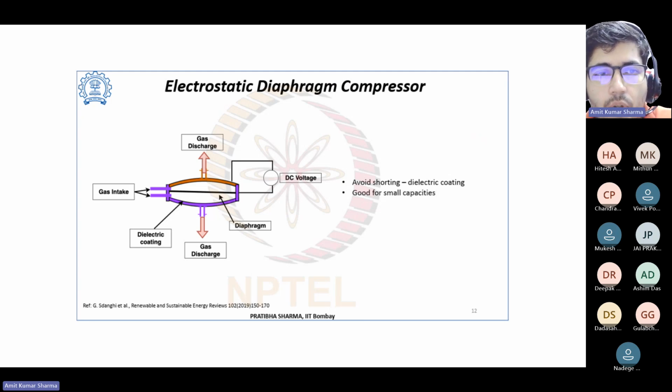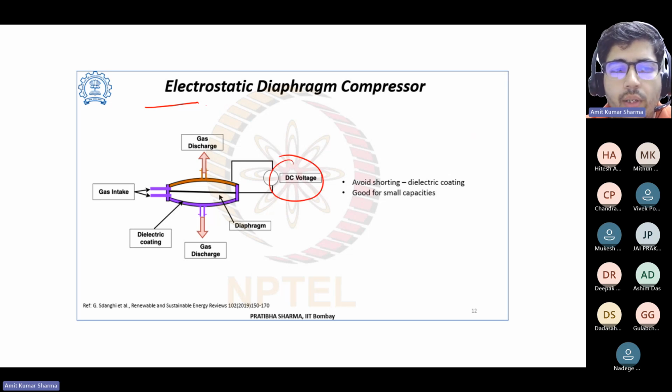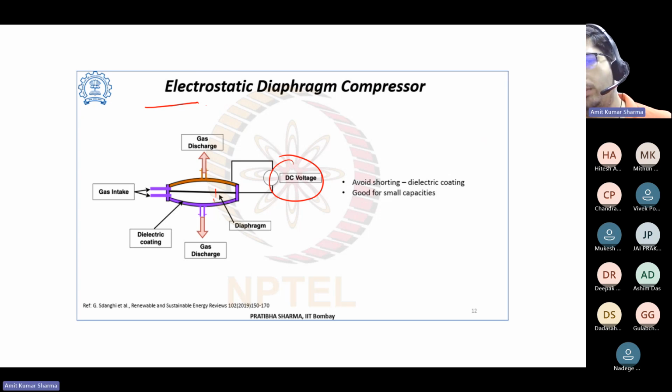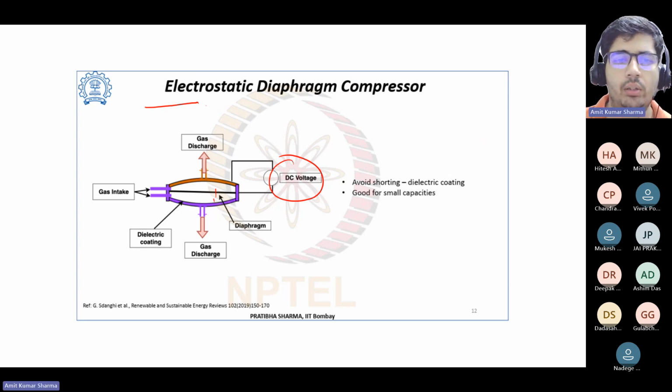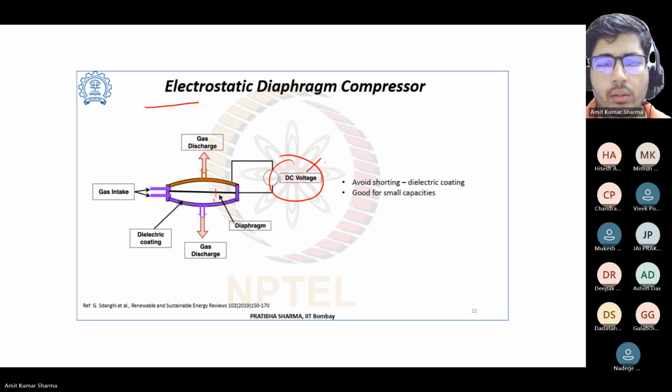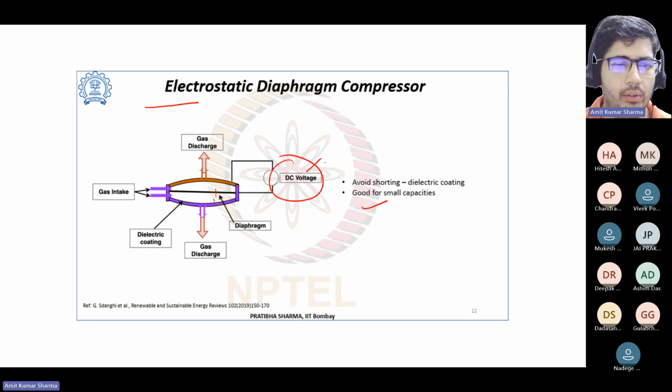We also have the electrostatic diaphragm compressor. In this, instead of the oil and piston, we have a DC voltage source. We change the polarity for the movement of the diaphragm from left to right. So we can eliminate the complex system that had the oil, the piston and all, and have a simpler system. But it's good for small capacities. The thing is that we have changed the setting: we are controlling the diaphragm through the DC voltage.